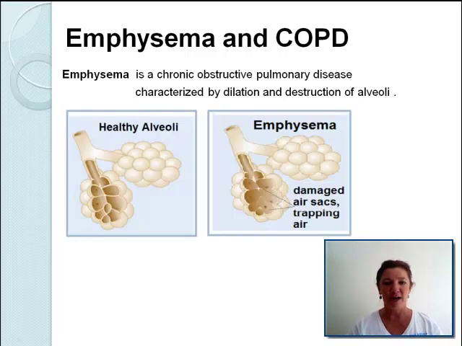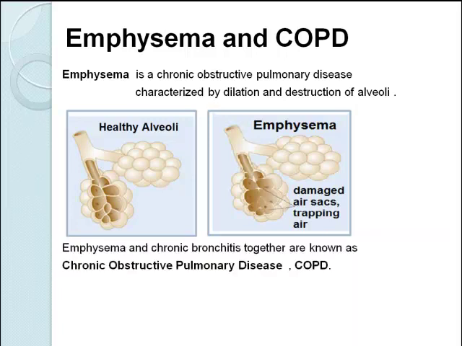Let's have a look at a couple of diagrams. On our left we have the healthy alveoli, so the sacs looking all lovely. On the right hand side we have emphysema. And what we have here is damaged air sacs. You may be able to see on the diagram how little bits of air have got trapped within those sacs. The sacs of the alveoli are weakened and there's scar tissue and damage. Emphysema and chronic bronchitis together are known as chronic obstructive pulmonary disease, COPD.